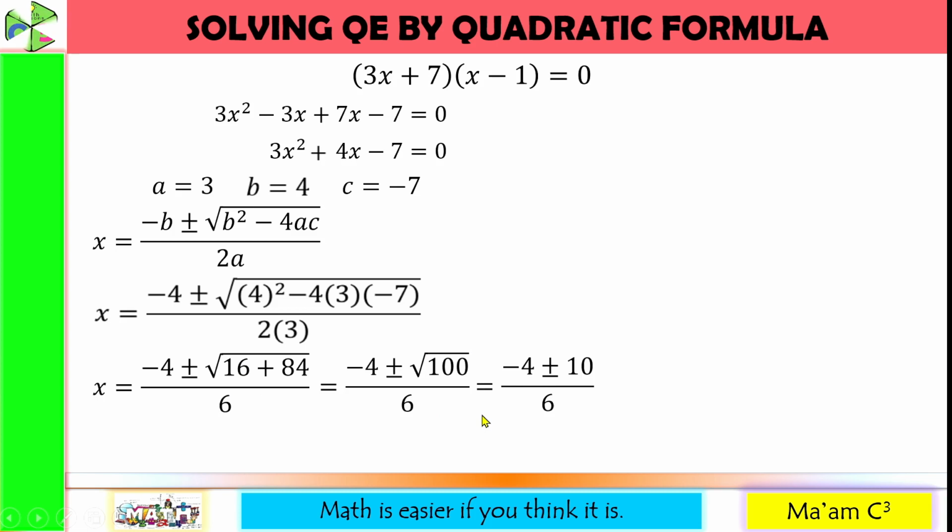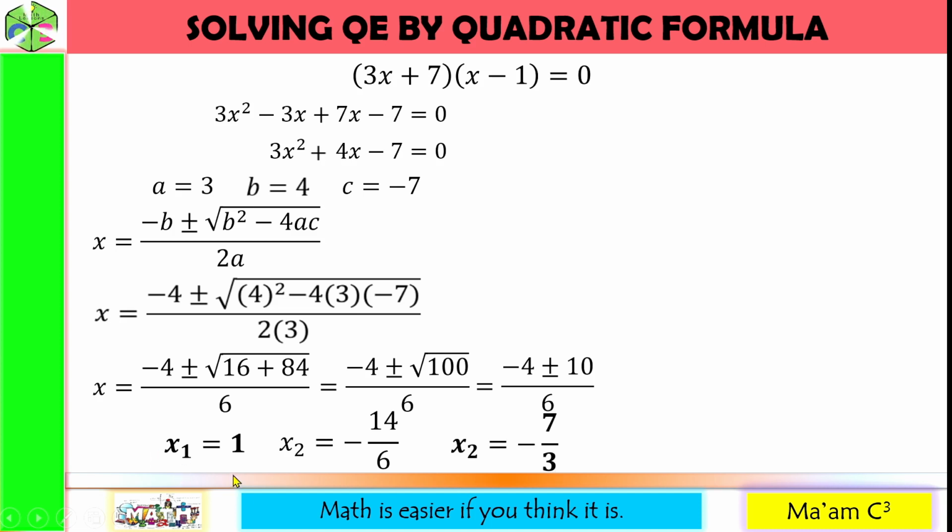Let's have the first value of x. Negative 4 plus 10 is positive 6. Divided by 6 is equal to 1. Second value is negative 4 minus 10 is negative 14 divided by 6. Both 14 and 6 are divisible by 2, so this is equal to negative 7 over 3.